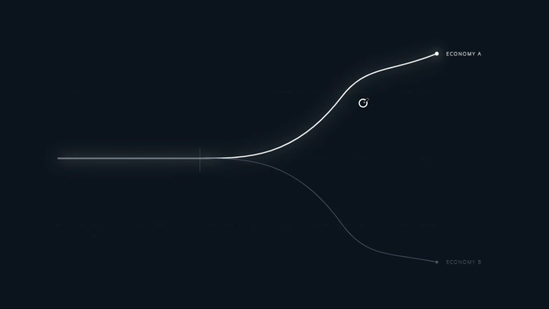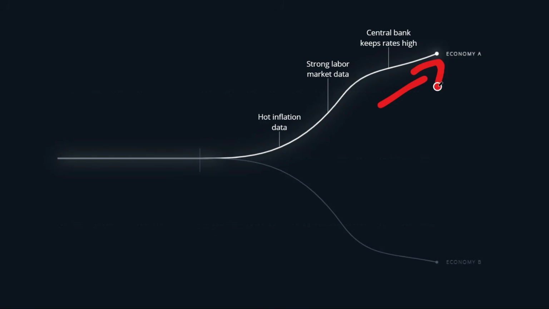Imagine 2 trains running. Train A is heading north, it's gaining speed, the engine is strong, inflation is sticky, the labor market is tight, central banks cannot afford to cut rates, rates are staying high. As a result, the currency is going up.